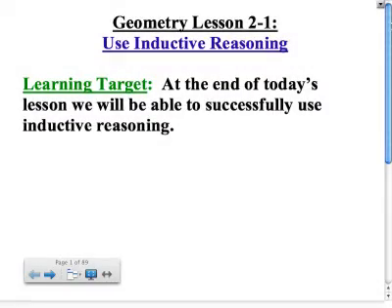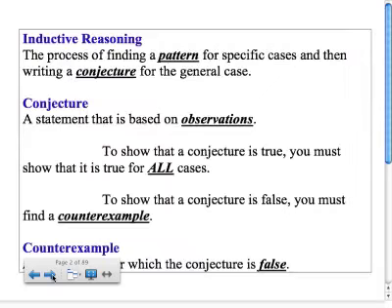In chapter 2 here, we're going to start looking at this idea of proving things and using different types of reasoning and logic to develop arguments that follow a logical sequence, that are based on facts, and that just make sense. The first thing we're going to look at is using inductive reasoning. By the end of this video, you understand what inductive reasoning is and how to use it in geometry.